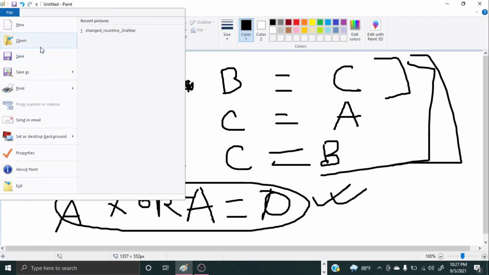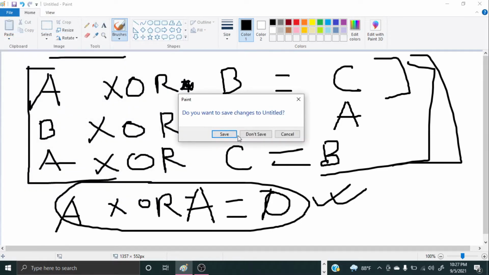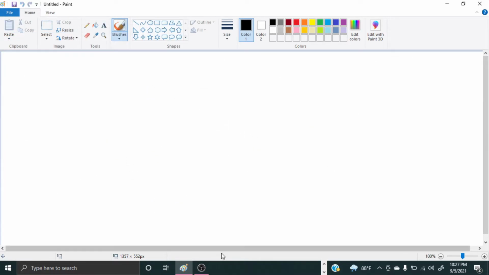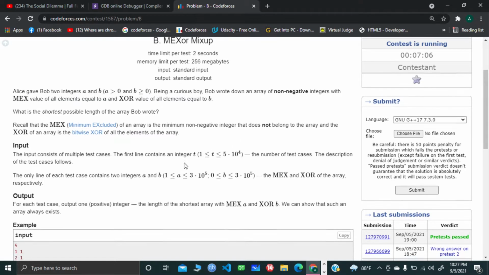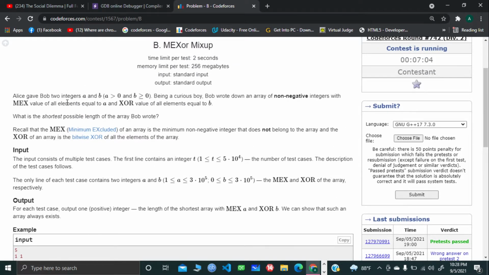Let me demonstrate the full solution now. As we know the operation of XOR, first let's think about the MEX part. We need to make an array such that the MEX of all the elements is equal to A. Now, what is the least amount of values that we are bound to put in our array? Think about it.